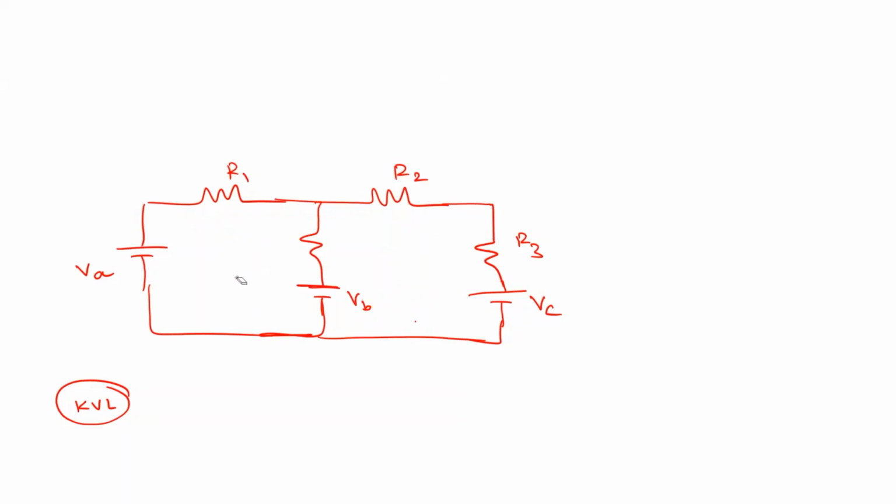So now, how to apply KVL? Here in this loop, say this voltage drop is V1, this drop is V2, and this drop I assume is V3. So now tell me how to apply KVL.